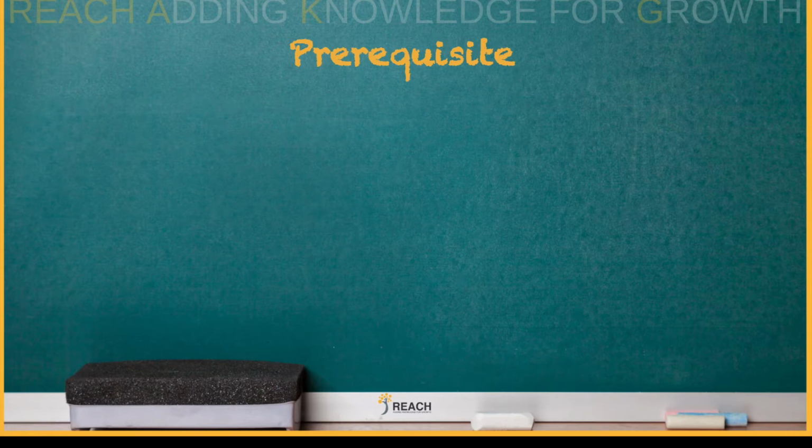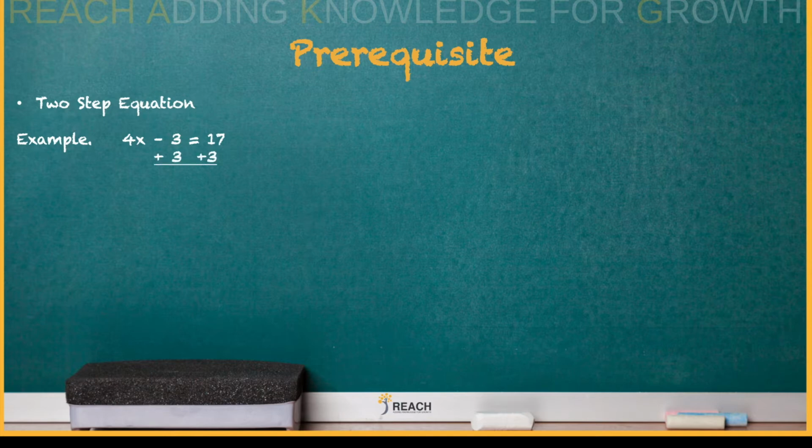So what should I know? Glad you asked. How to do a two-step equation. Let's look at this example. Solve for x. Add the 3 on both sides. And then how do you get rid of multiply by 4? Divide by 4. So the final answer is... All right, the next thing you should know is your inverse operations.